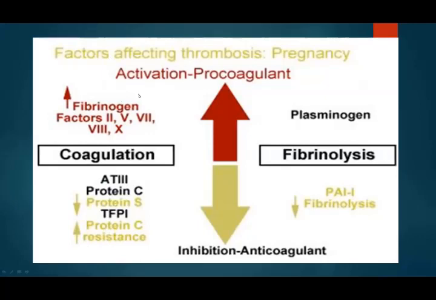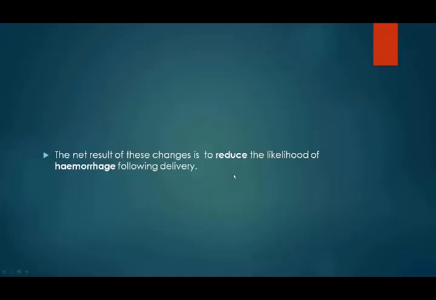And they all thus promote the coagulant pathways. On the other hand, there is decreased fibrinolysis, and thus the anticoagulant is inhibited. So the net result of these changes is to reduce the likelihood of hemorrhage following delivery. This is the main aim behind all these changes.